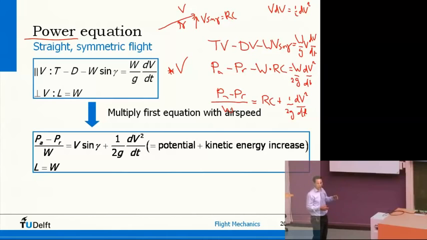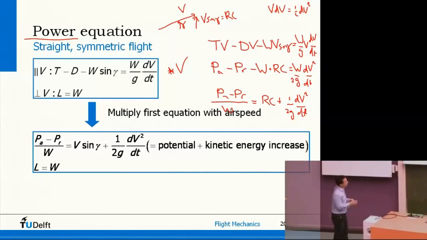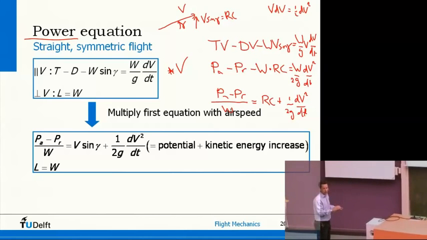Now a half dv squared, since I'm dividing by weight on the left, is actually a potential energy increase plus a kinetic energy increase on the right. So all this says is if my engine provides more energy than you need to overcome drag, then all that's going to happen is you're going to either climb or accelerate. So it's just an energy balance, nothing more than that.